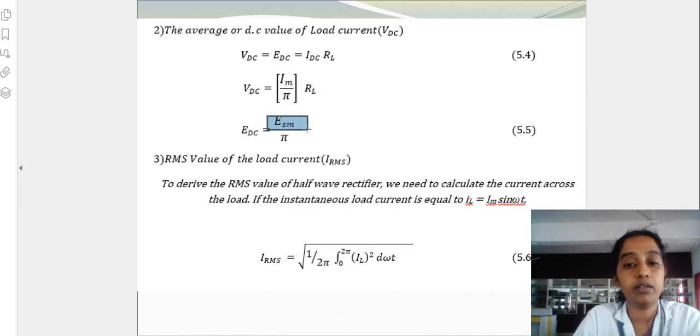So we need to calculate the RMS value, the root mean square value of the load current. So taking same value, load current is equal to Im into sin omega t. So the RMS value of current is root of 1 by 2 pi into integral 0 to 2 pi, load current square into d omega t.